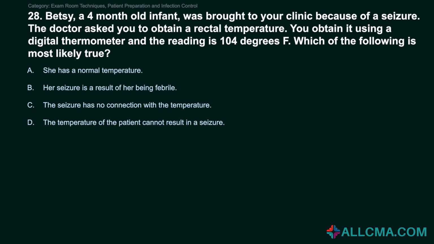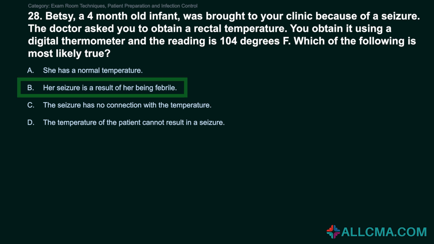28. Betsy, a 4-month-old infant, was brought to your clinic because of a seizure. The doctor asked you to obtain a rectal temperature. You obtain it using a digital thermometer and the reading is 104 degrees Fahrenheit. Which of the following is most likely true? A. She has a normal temperature. B. Her seizure is a result of her being febrile. C. The seizure has no connection with the temperature. D. The temperature of the patient cannot result in a seizure.